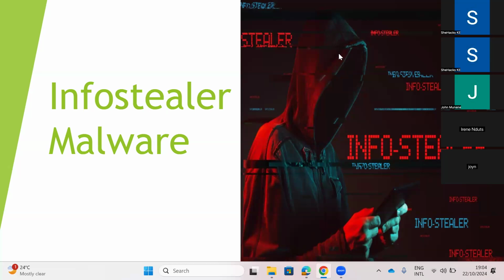Today we have John Munene, who's going to be taking us through a session on Infostealer malware. John is currently working as a SOC analyst, and much of what he does involves threat detection, digital forensics, incident response at the SOC level, malware analysis, and reverse engineering. Outside of work, John also participates in CTFs in categories such as reverse engineering, mobile exploitation, malware analysis and forensics. I think we have quite a lot to learn from John.